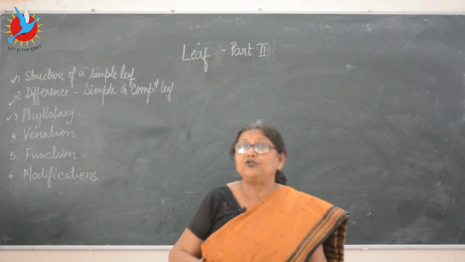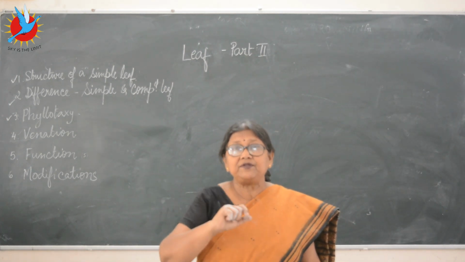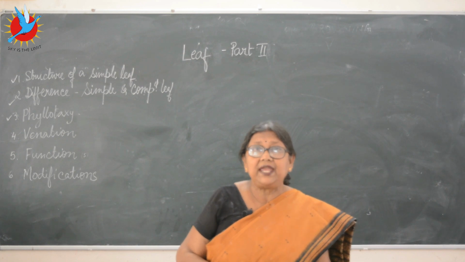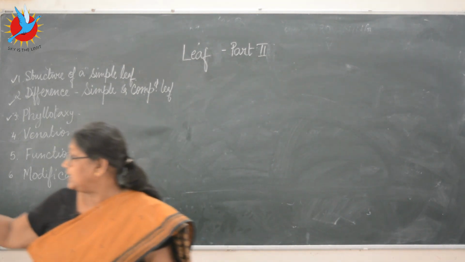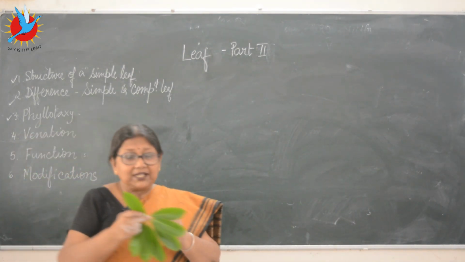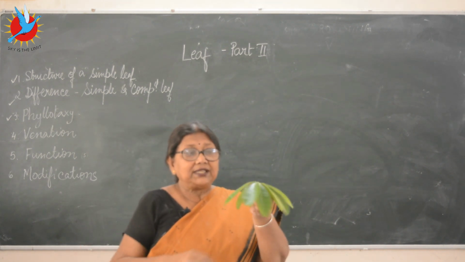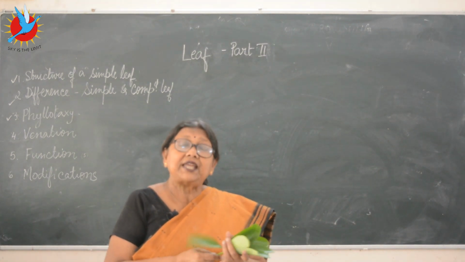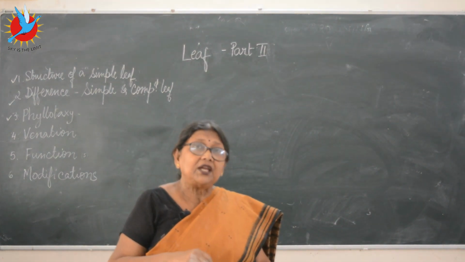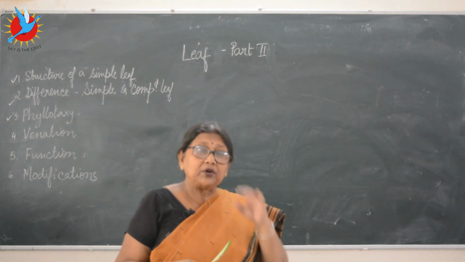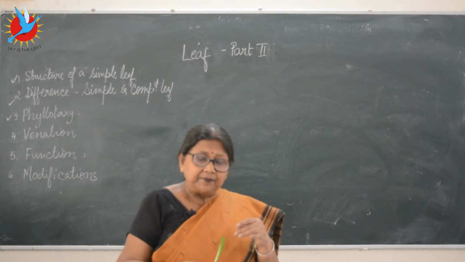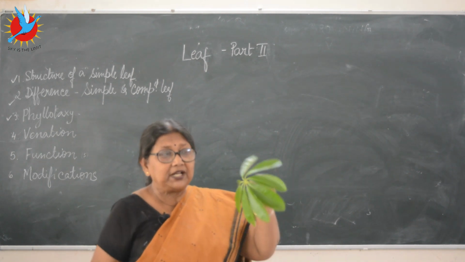I showed you two types of phyllotaxy on that day. One is the alternate and the other one was the opposite. Today I brought you the third type of arrangement, which is called the whorled arrangement. You remember alternate, opposite and whorled. So today I got this sample for you, whorled arrangement.